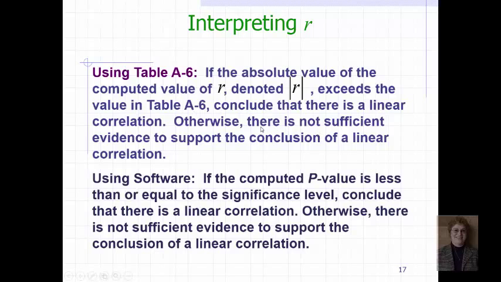We can add this to our "you can reject H0 when" list, and again, if the absolute value of our calculated r is greater than our critical r, we can reject H0. Or if our p-value is less than our significance level, we can reject H0. These rules haven't changed. We've just added r to our list of z and t.